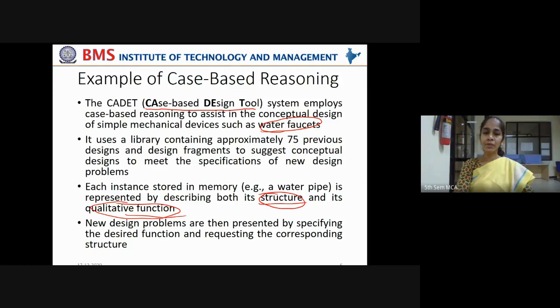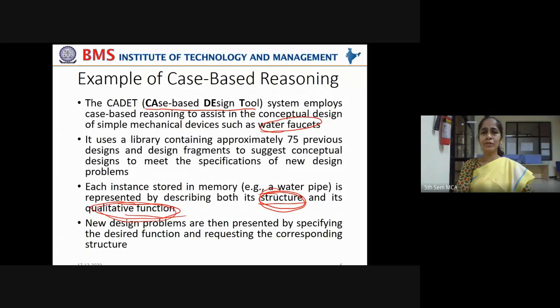Okay, so it is stored in the form of its structural design and the functionality associated with that structural design. Now, new design problems are presented by specifying the desired function and requesting the corresponding structure. It is quite easy to understand, right, this concept.